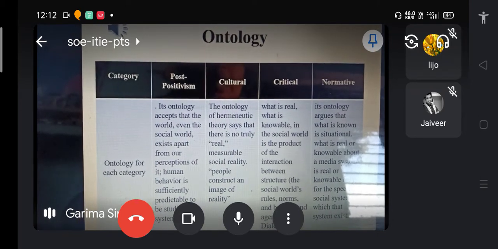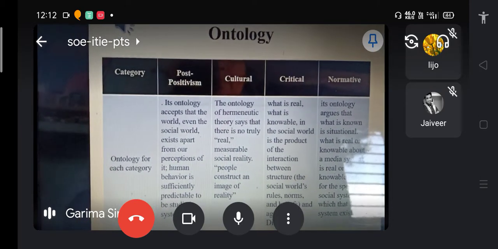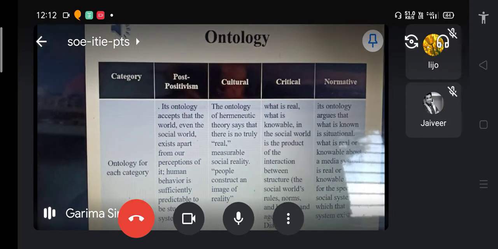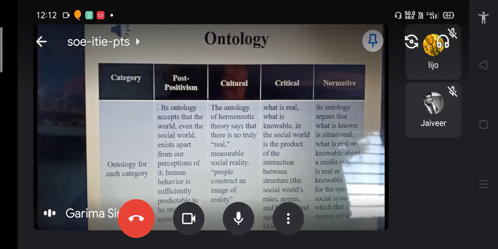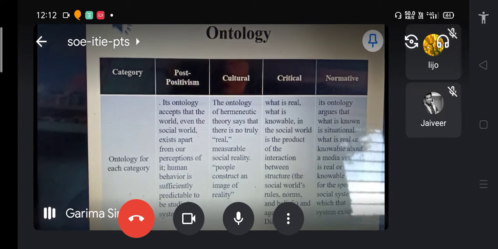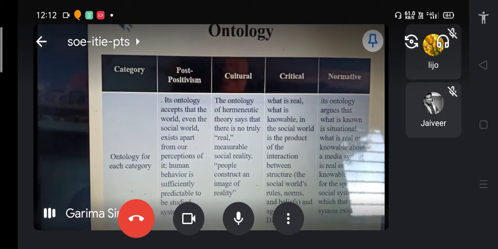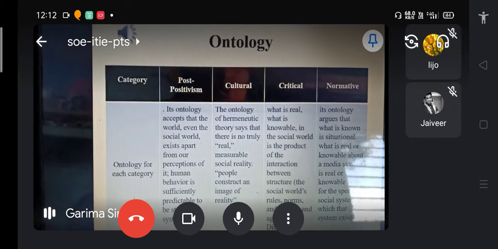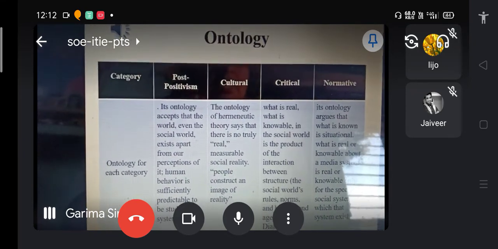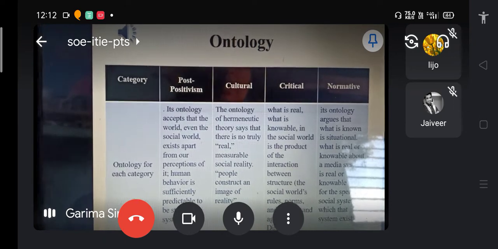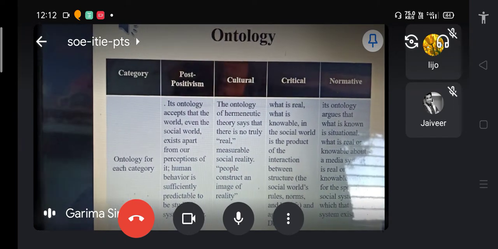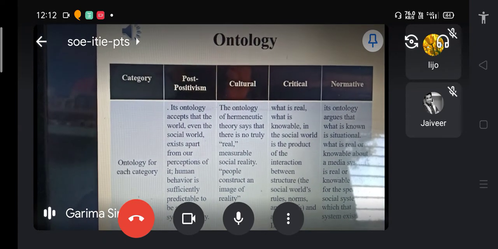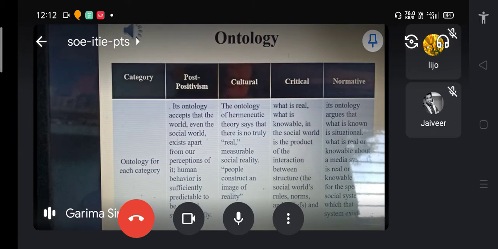So the researchers who use post positivism or who fall under this division, they accept that even the social world is measurable. You could measure the reality of the social world. So if I say that I want to study how people think about Narendra Modi as PM, and if I'm taking the post positivism approach, then I will give them some kind of scale.